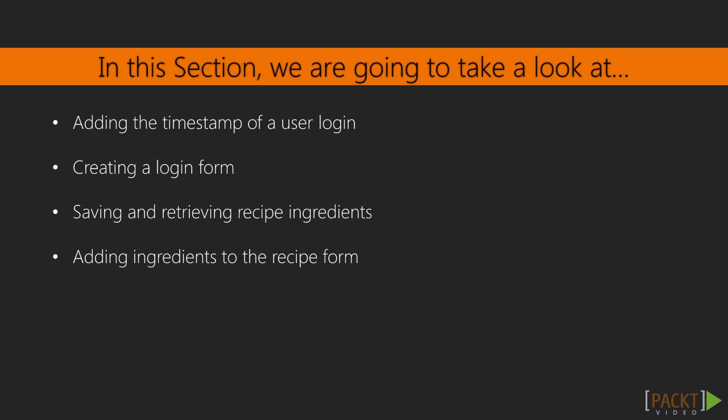In this section, we will start by adding a route to our API that will allow a user to log into the application, and we'll use Lodash to track the user's login time. We'll also create a login form for our front end and hide parts of the application based on the user's login status.